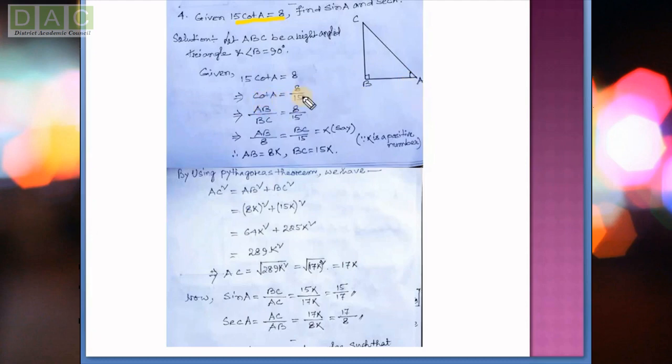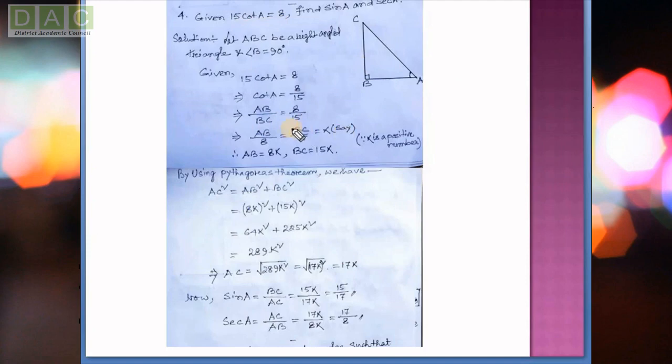So tan A equals, we know, angle A's opposite side by angle A's adjacent side. Now cot A will be the reverse of tan A. It will be angle A's adjacent side by angle A's opposite side. That means base by perpendicular, B by P. So write like this: AB by BC equals 8 by 15.